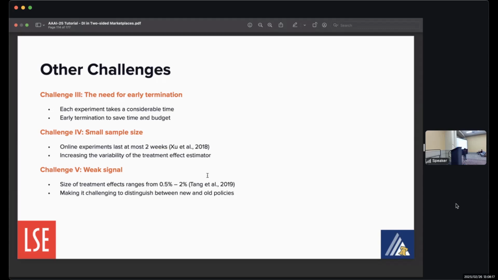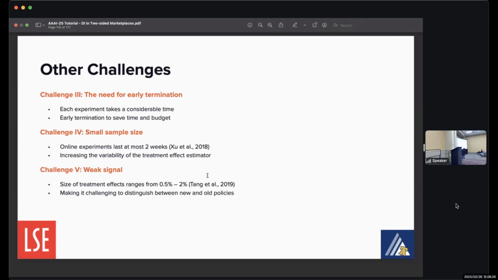And the remaining two challenges correspond to the small sample size and the weak signal. As I mentioned earlier, typically those online experiments only last for 2 weeks. So suppose we chop the data into 30 minute time intervals, then we only get 600 or 700 observations. Okay? So the sample size is small.